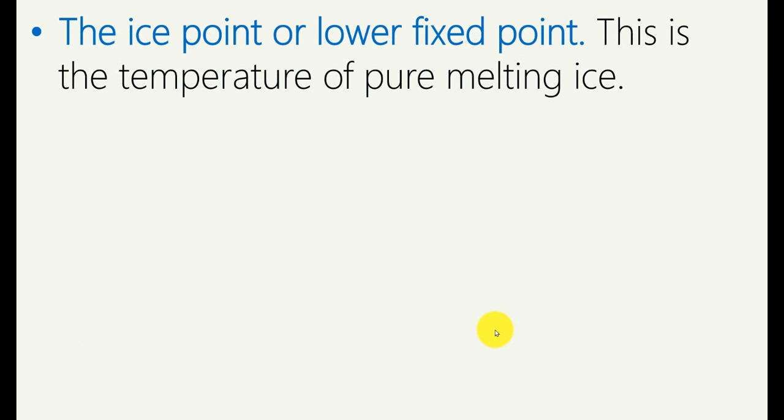Now, by definition, the ice point or the lower fixed point is the temperature of pure melting ice. Now, for ice, you know very well that the melting of the ice doesn't really depend so much on the atmospheric pressure. So whether someone says that the lower fixed point or the ice point is the temperature of pure melting ice at standard atmospheric pressure, or even if they leave out the standard atmospheric pressure part, still they are right. It will be marked right.